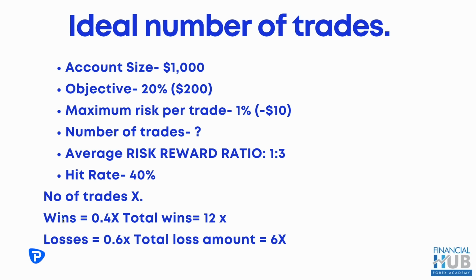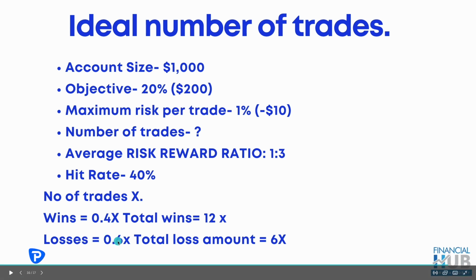Our wins, basically, which is our hit rate, is 40%. So 40% of X is 0.4X. So that is 0.4X, and losses will be 0.6X. I think that concept is easy. So 40% of X. So 0.4 is just basically 40%, and 0.6 is basically 60%. So I'm winning 0.4X, and I'm losing 0.6X.